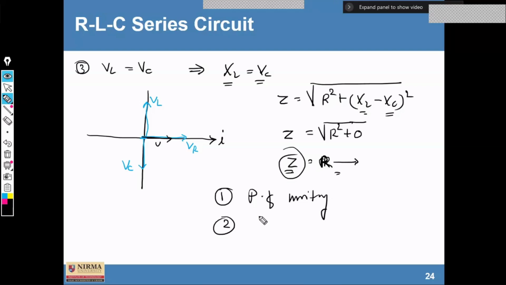So impedance would be maximum or minimum? Who will tell? Minimum, because it is equal to R.